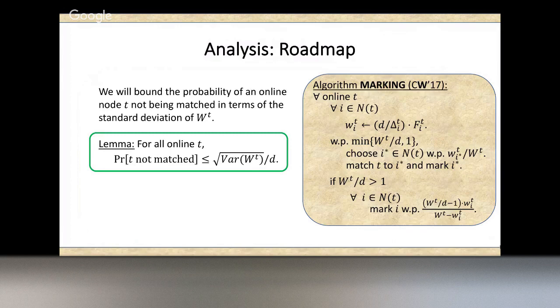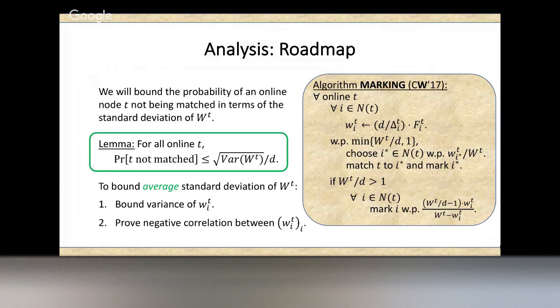So the probability of t not being matched is at most the standard deviation of the sum of the weights neighboring it over d, maybe over 2. Good. So in order to bound the average standard deviation of w_t, we could get a bound on the sum of the expected unmatched online vertices, which corresponds exactly to our competitive ratio. We'll bound the variance of every single weight, and then we'll show a negative correlation between the weights. All right, any questions about the general approach?